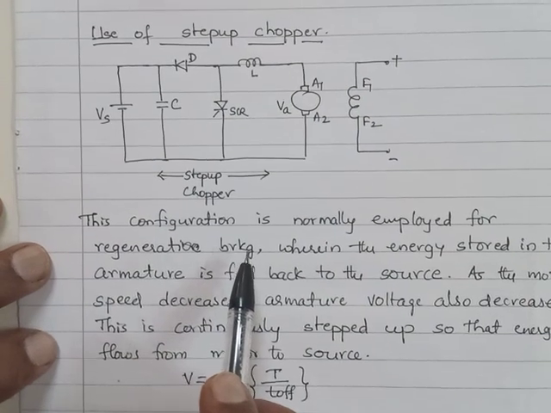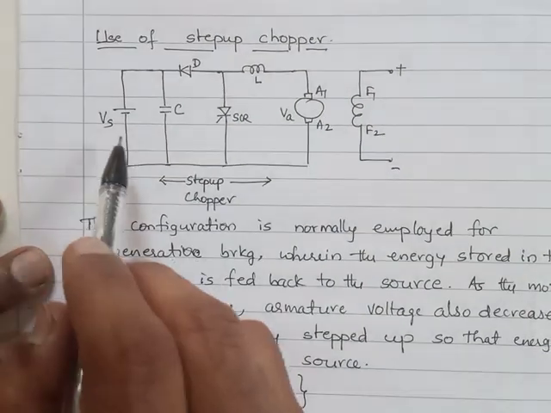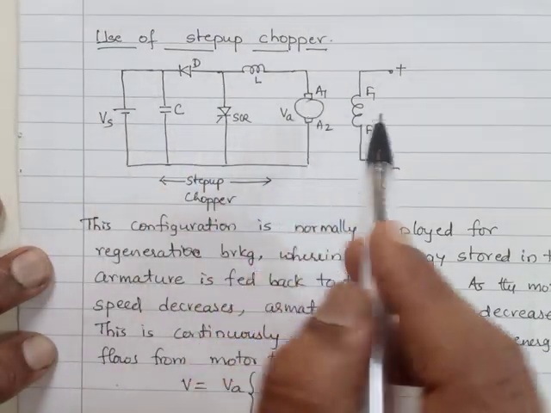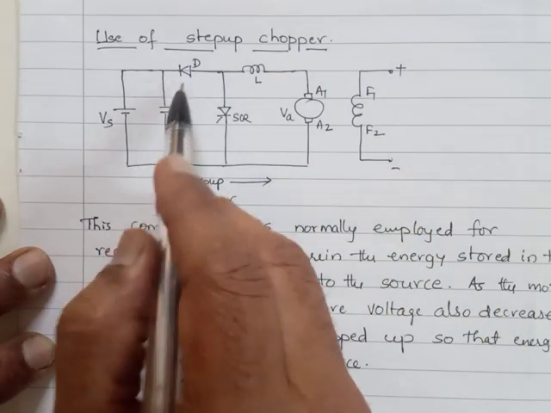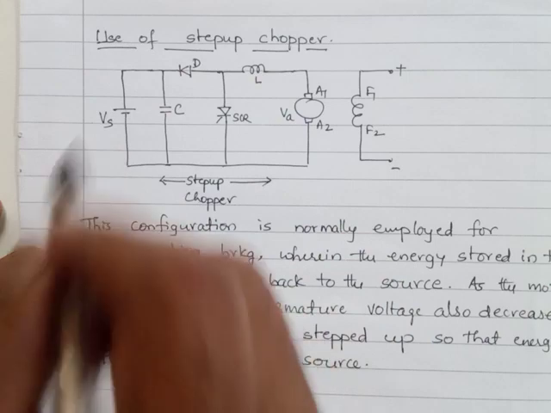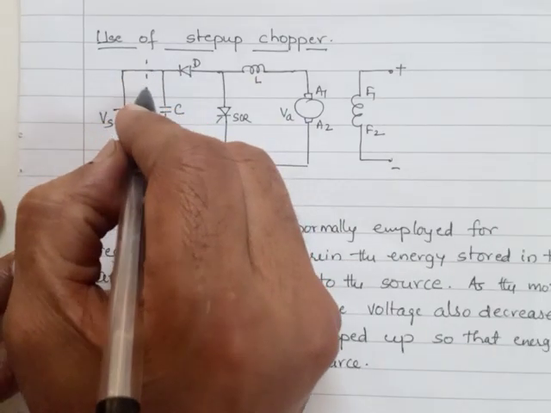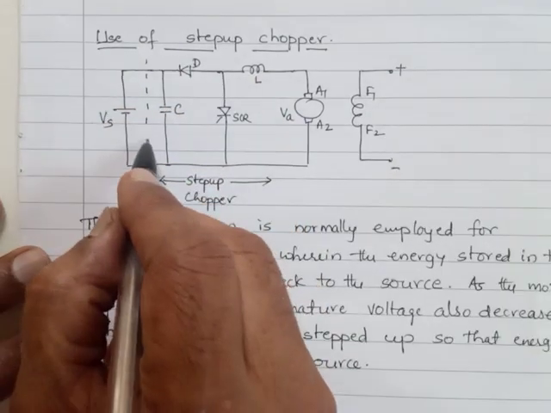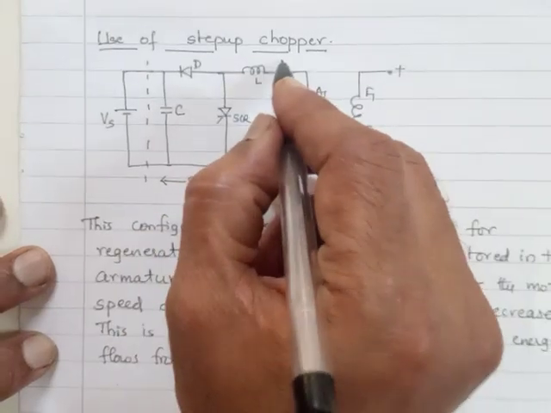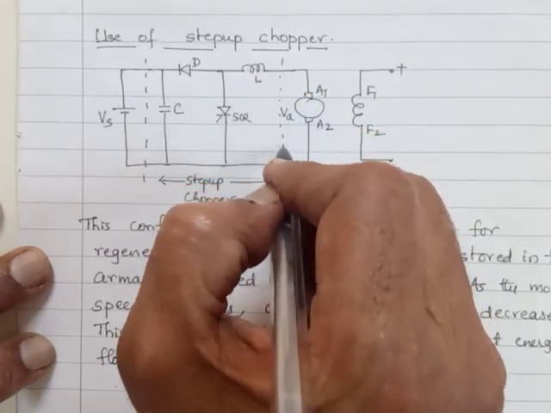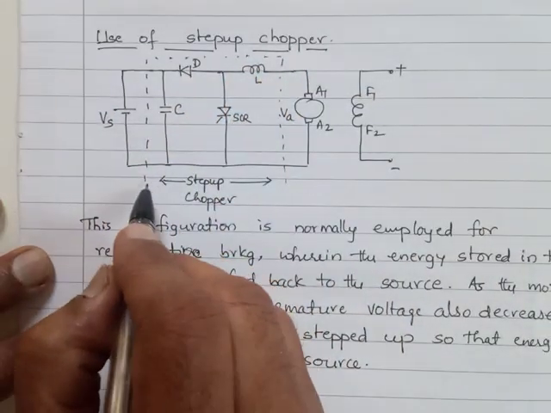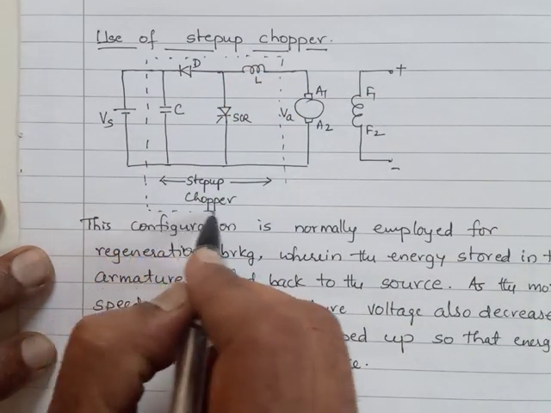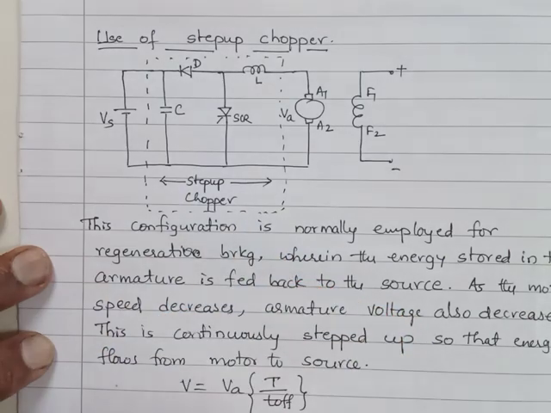And what will the configuration look like? This is the armature, field and the source, and this part is actually the step up chopper part. This part, can you see this? This is the step up chopper.